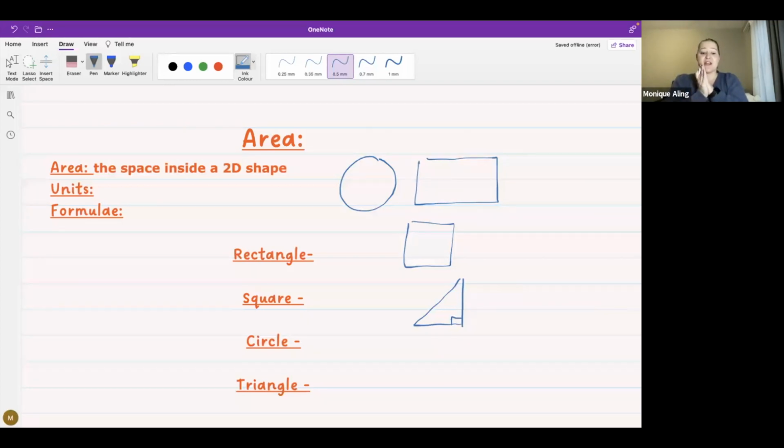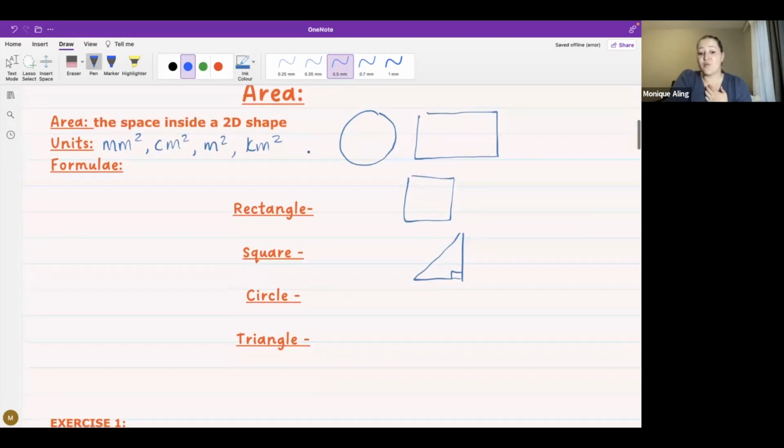When it comes to area, our units are squared. So it's millimeters squared, centimeters squared, meters squared, and if we get there, kilometers squared. Whereas perimeter, it was just the units as is. Then we go on to formulas. For the most part, you will be given the formulas in a test.